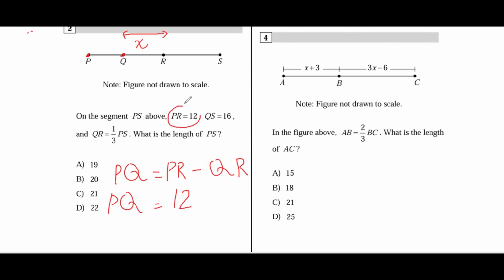PR here is equal to 12, Nesma. And the QR we suppose here is X. So 12 minus X. Oh wait, this looks like a different formula. We use that relationship QR equal to 1 by 3 PS. So first of all, we have to find the PQ and we have to find the RS in order to apply that formula.